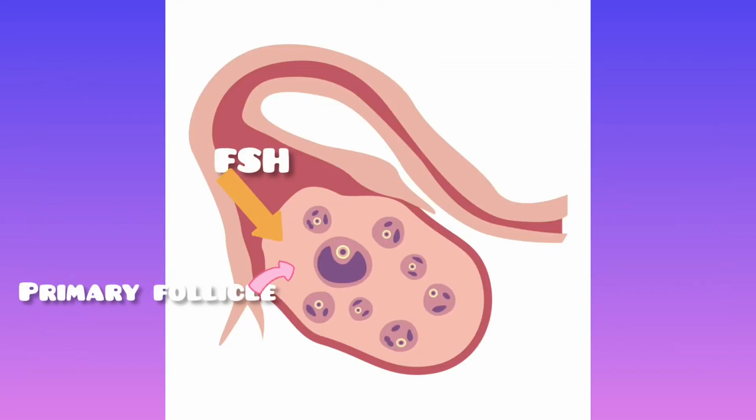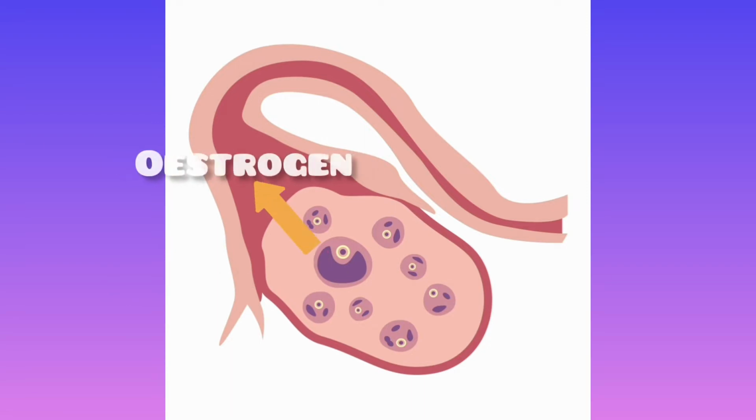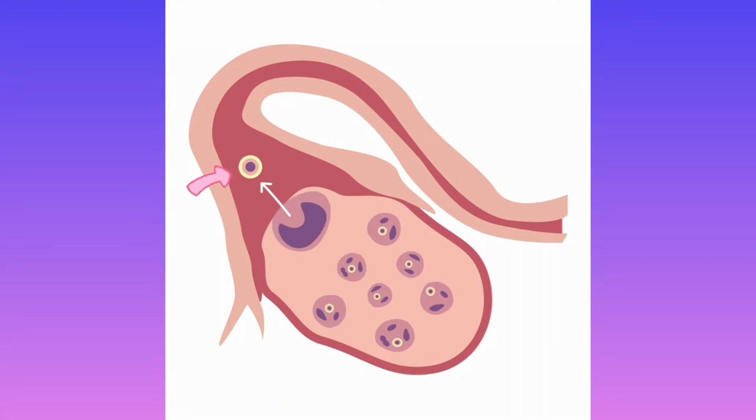FSH stimulates primary follicles to become Graafian follicles, which contain the mature ovum. The Graafian follicles develop and produce a hormone called estrogen, increasing the levels of estrogen in the blood. Around the 14th day, the Graafian follicles rupture, resulting in the release of the ovum in a process called ovulation. Ovulation is stimulated by the luteinizing hormone, LH, which is released by the pituitary gland.